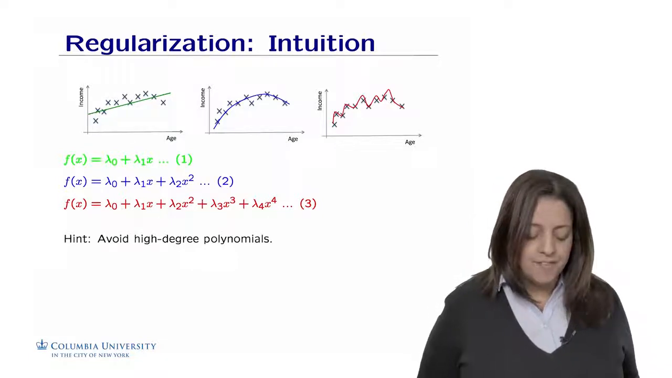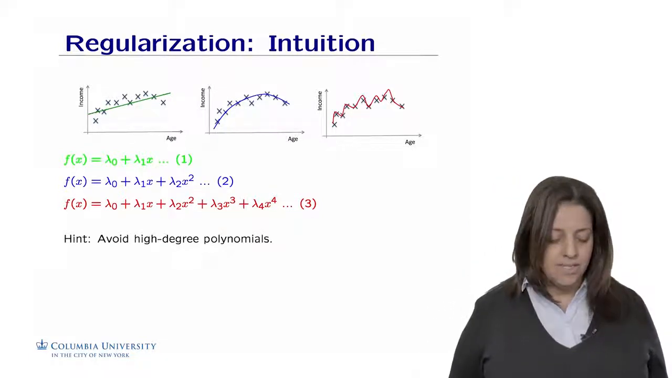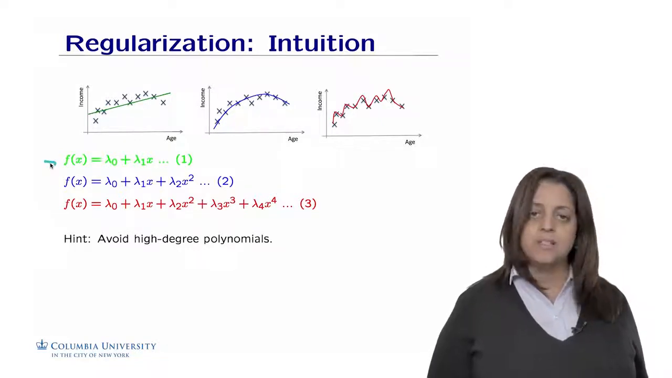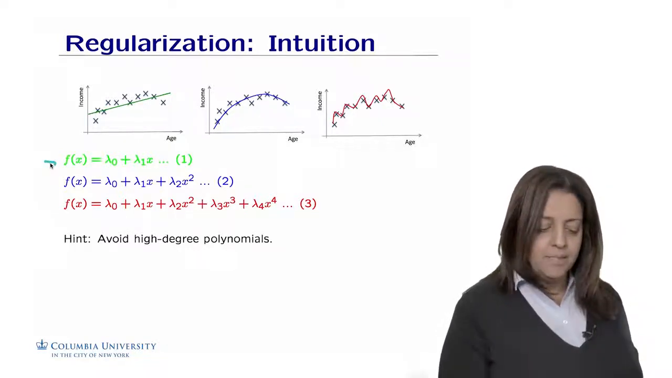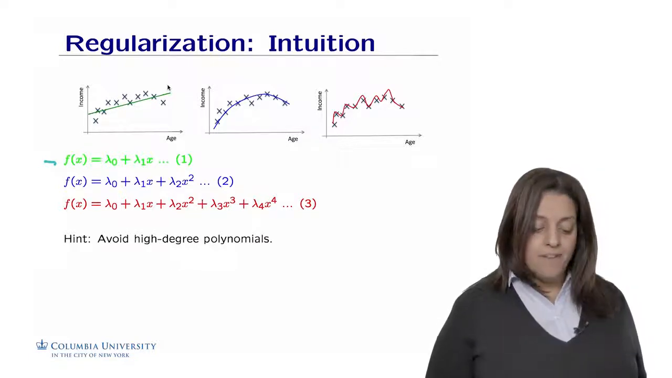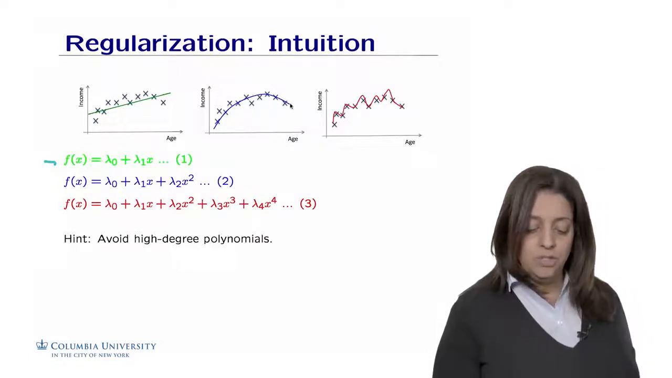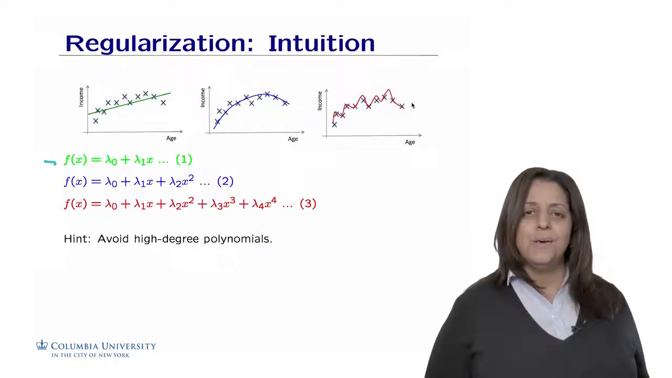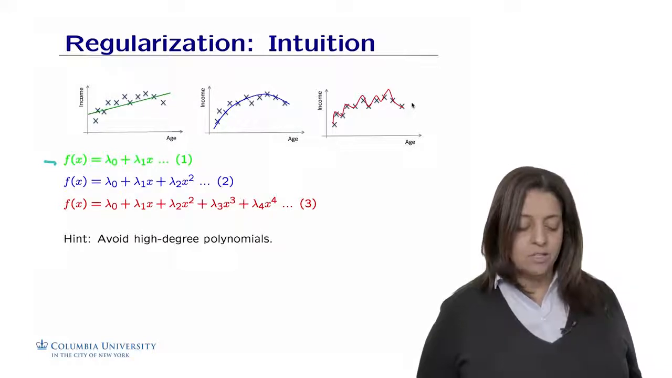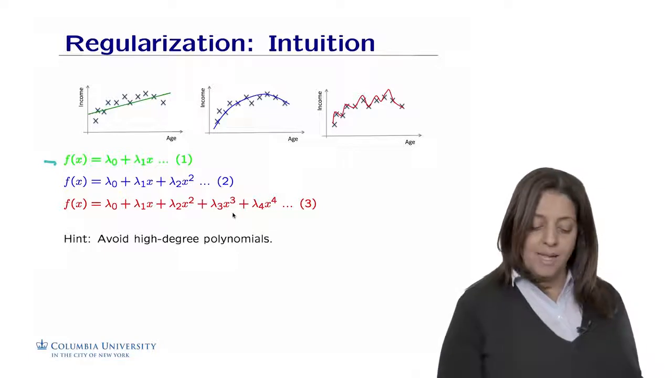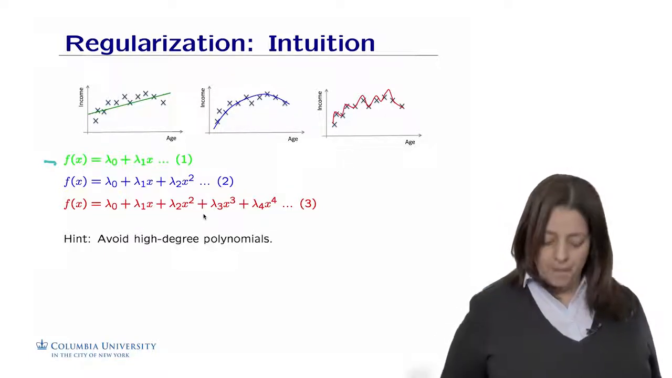In the example of regression, what we can see here is that, for example, for the first model, the function of x would be just the function of a line, with lambda 0 and lambda 1 being parameters. Lambda 0 plus lambda 1 x is the equation of this line here. The function for the second one would be a polynomial of degree 2. The third one would be a higher degree polynomial. So if you want to do regularization, what we can do is avoid high degree polynomials by setting their weights, the lambdas, to be very small through regularization.